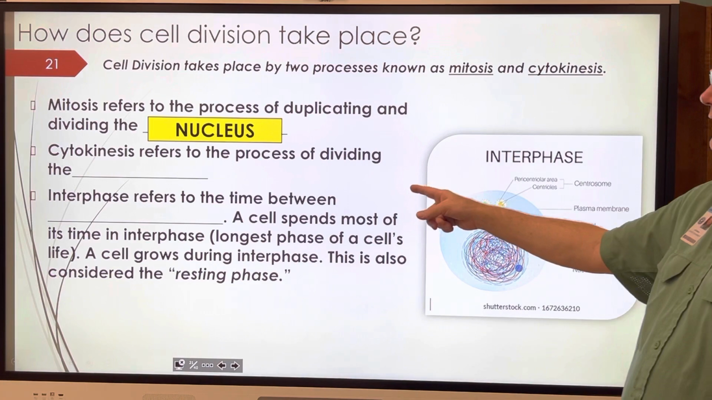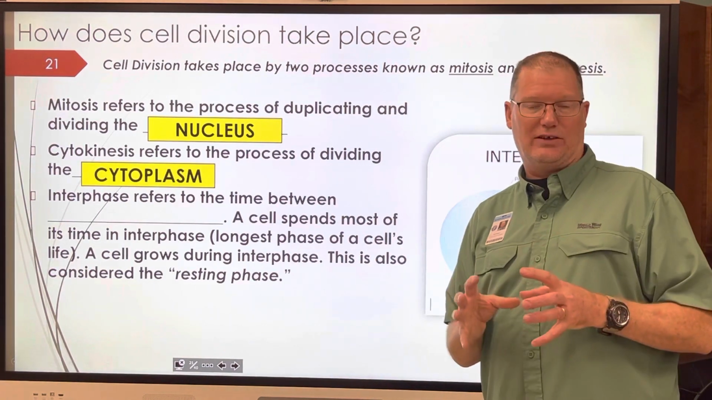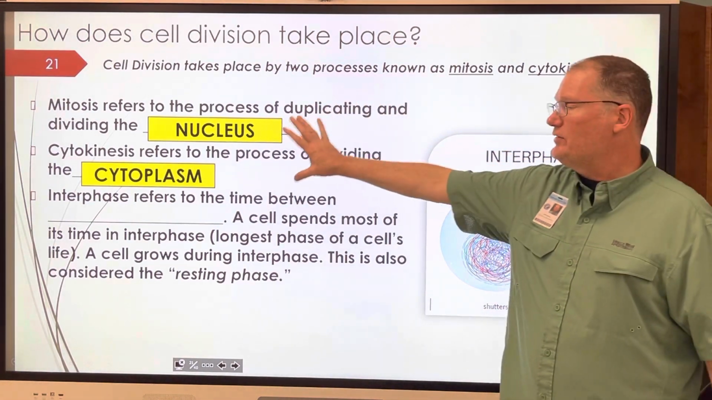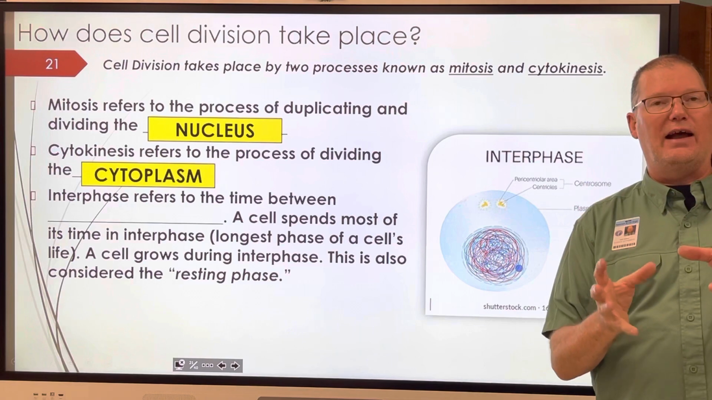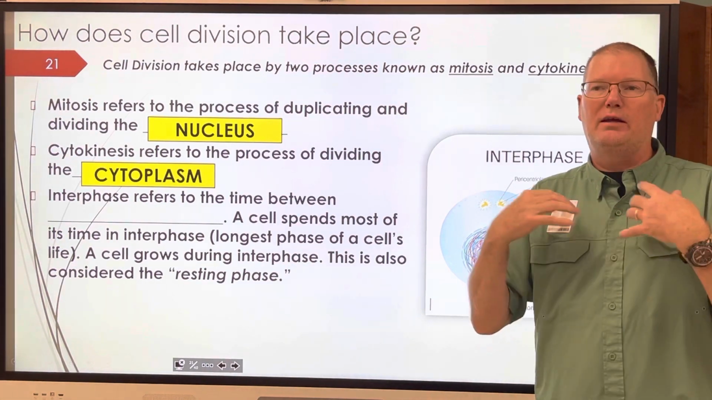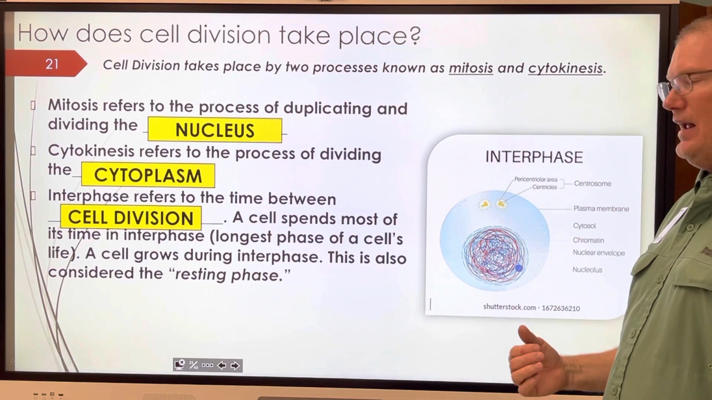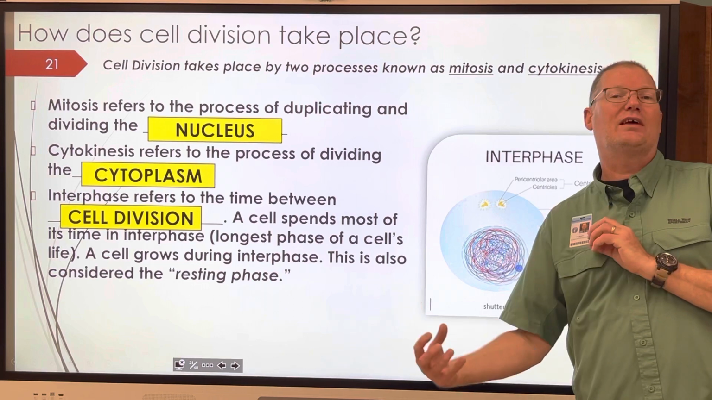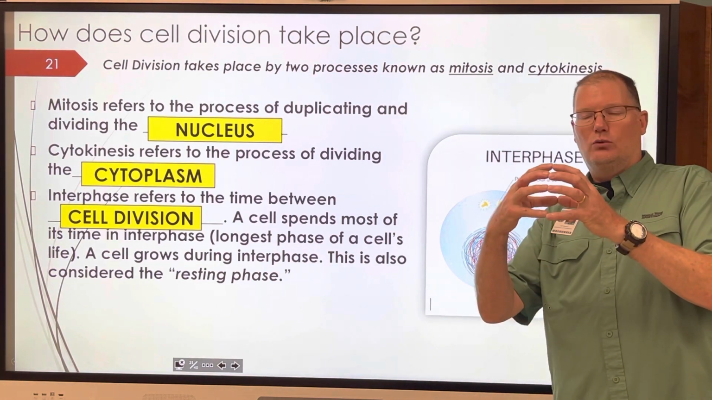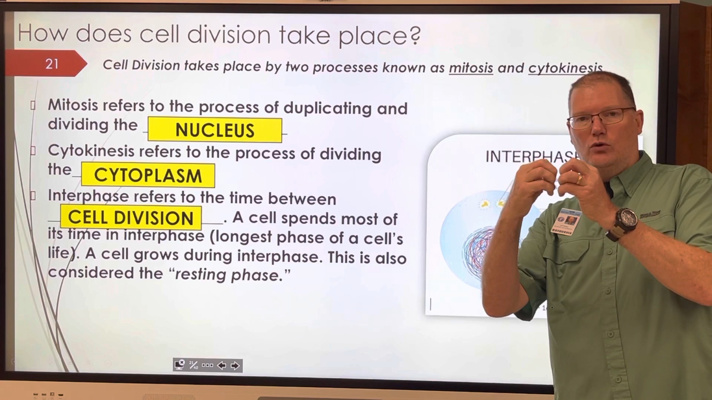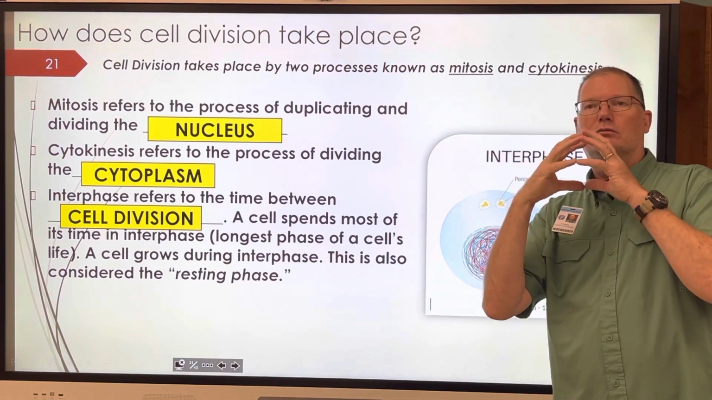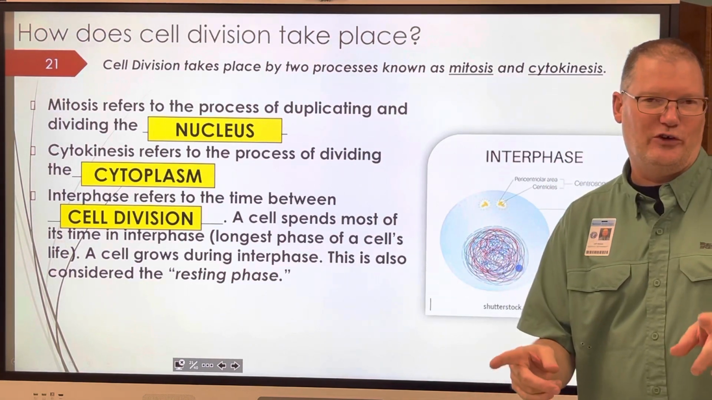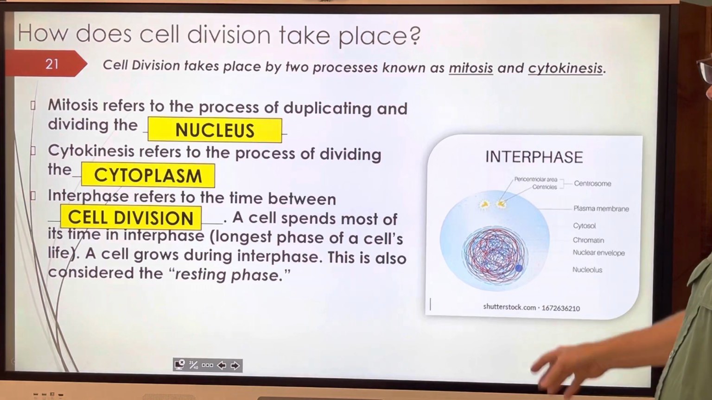You're dividing the nucleus. Cytokinesis is dividing the cytoplasm, right? And then when neither one of these is happening, when the cell is done dividing and just resting and doing its job in the body, that's called interphase, okay? And that's the time between one cell division and another cell division. So one cell will become 2, and those 2 will become 4, 8, 16, 32. Baby's born. Well, it had to be a lot more than 32, but you know what I mean. And that's called the resting phase.